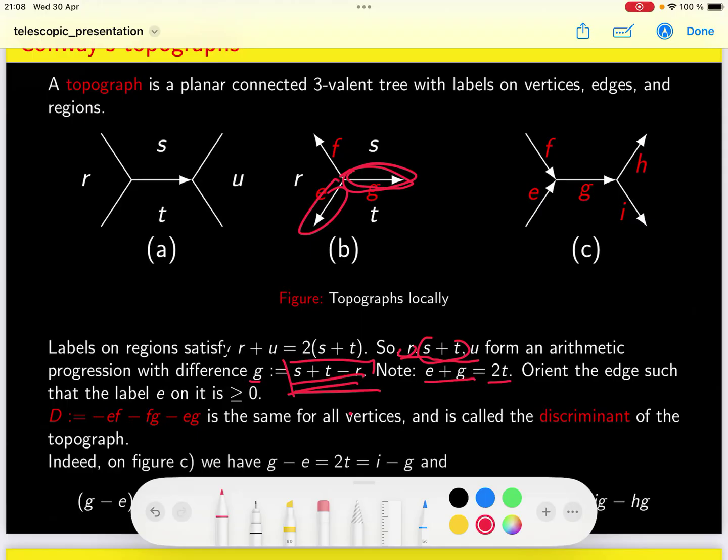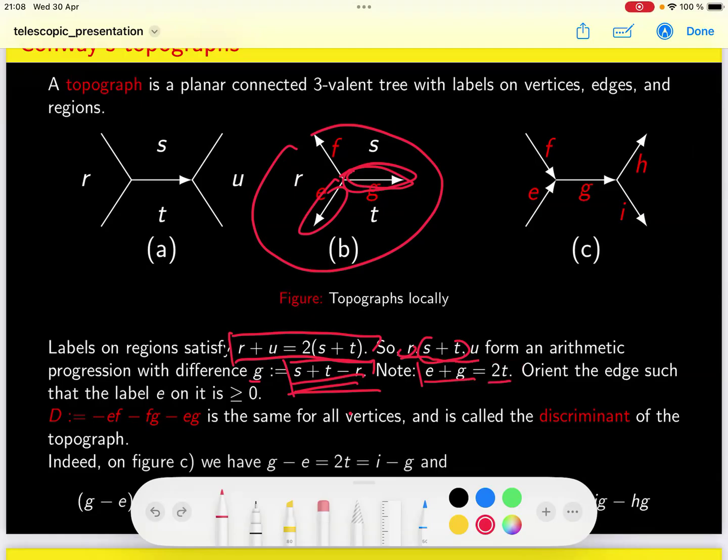So why do I need that? Because it's clear that to specify the whole topograph, it's enough to specify just the vertex and three regions near such vertex. If on this picture I choose R, S, and T, some numbers, then using this arithmetic progression rule, I can extend the numbers on all the regions. And what I just explained now is that it's enough to specify labels on edges. It's just the same. You can specify labels on three regions, or you can specify labels on three edges. So that specifies the full topograph.